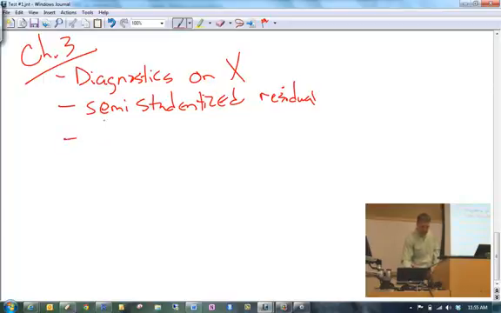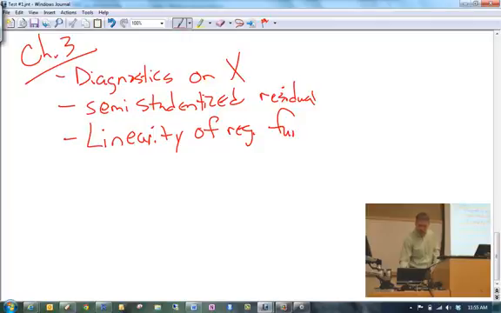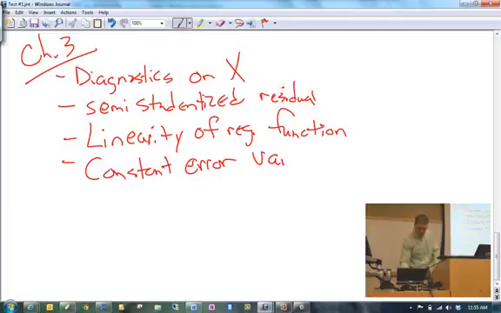Then we started getting into stuff like this. How to check the linearity of the regression function. What that basically means is, have we specified x correctly in our model? We just specified it as x, but should it be x squared? And we looked at earlier today examples of how to make that judgment. Then we looked at the constant error variance. How can we make the determination of whether this assumption is violated or not? Again, we spent some time today talking about that, so I'm not going to go into any more detail here.